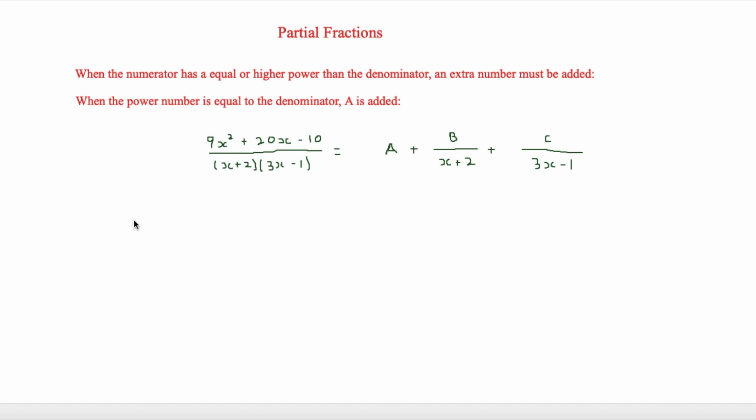So first of all, we will again follow exactly the same steps, and we're going to multiply it all by the denominator. So again, it always starts off with this same step. And that means that 9x squared plus 20x minus 10 is going to be equal to a. And then because a has no x, nothing's going to cancel from it, so we're just going to have a and then x plus 2 and 3x minus 1.